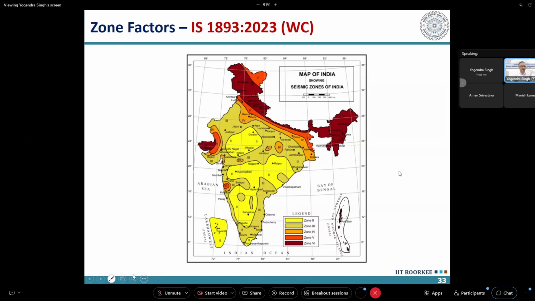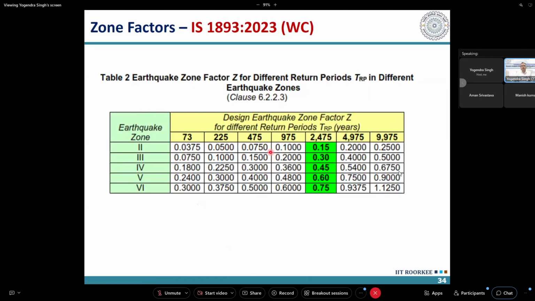And if you look at the corresponding value of the zone factor, which is given as EPGA, now EPGA is related to the return period. So for different return periods, it is given. We need 73 years, 225, 475, 975, and 2475. And sometimes we can even use higher return periods.